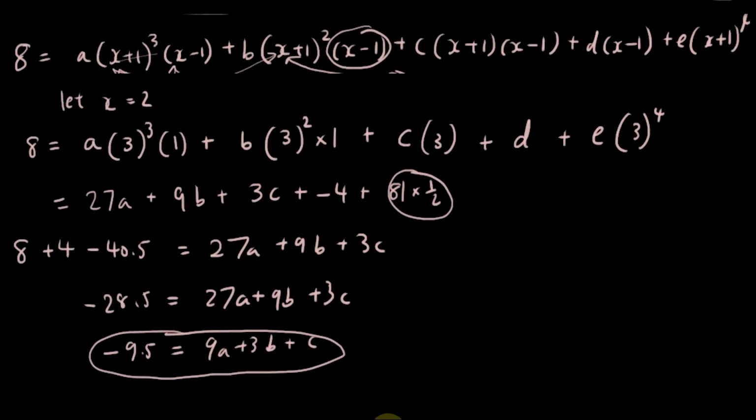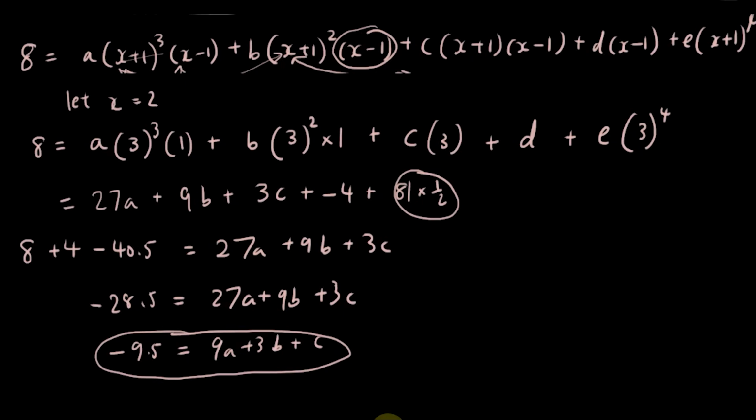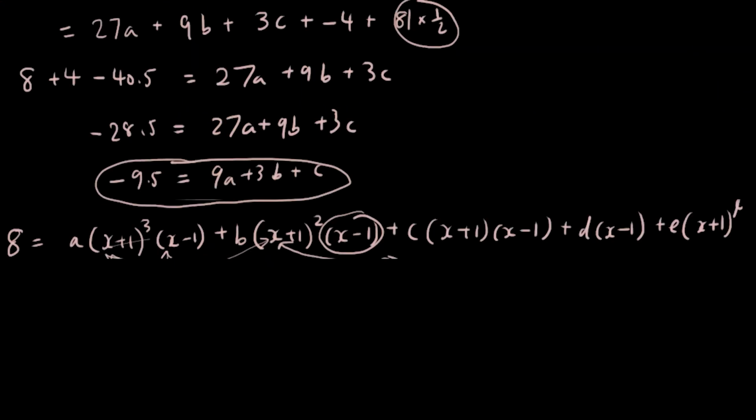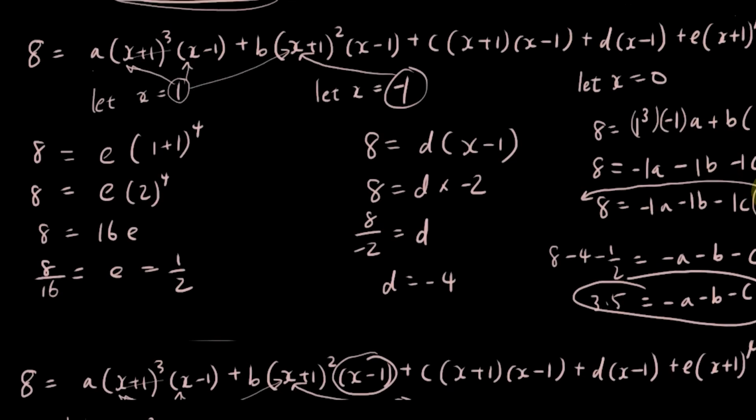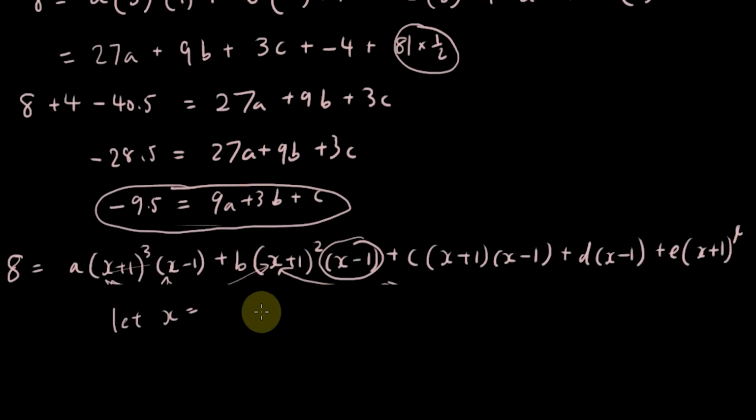Let x equal something else. Okay, so there is no quick way. We're just going to have to do all this again. So let's copy this. So what have we tried already? We've tried x equals 1, negative 1, 0, 2. Let x equal negative 2. Okay, so we put negative 2 wherever x is. So then that'll give us 8 equals a times negative 2 plus 1 is negative 1. So wherever you have x plus 1, change it to negative 1.